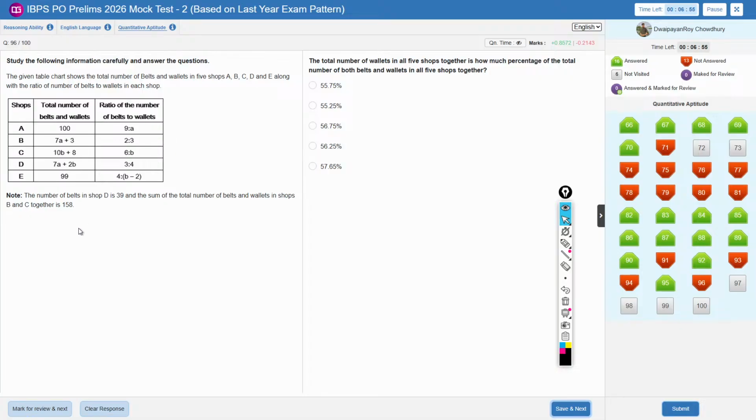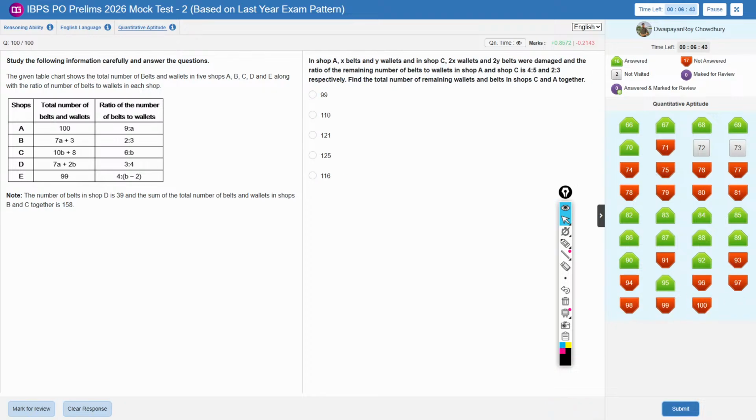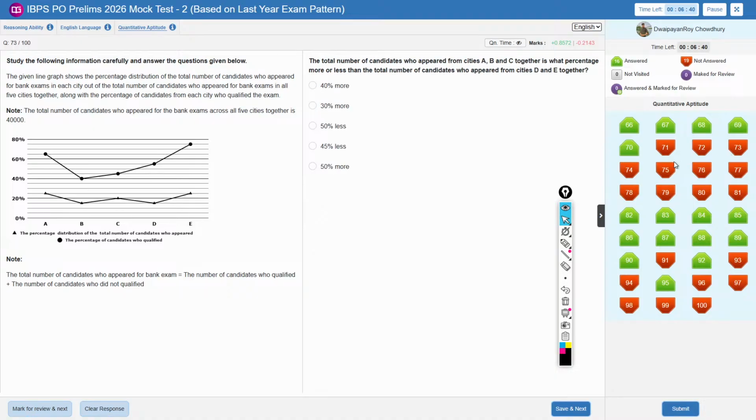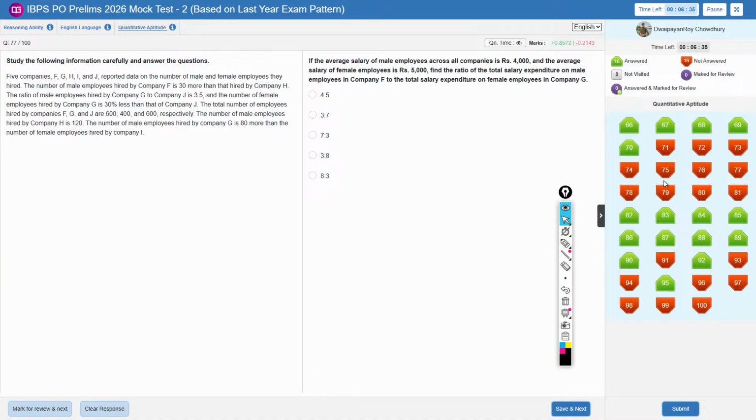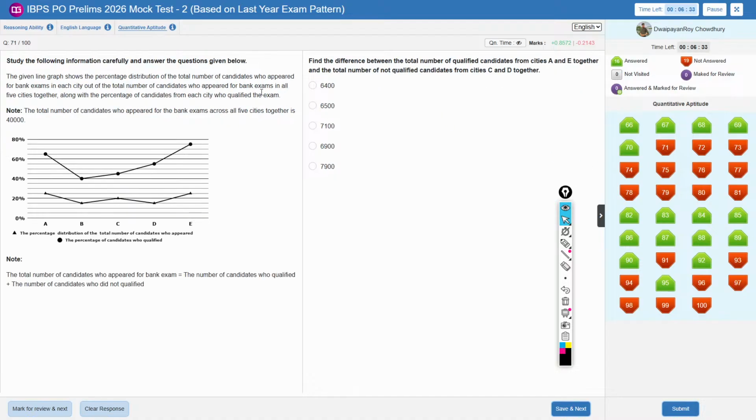Total number of bells, ratio of bells to wallet. Okay, I have to calculate for A and B. And then the questions are also quite big, so let me see. Okay, these are still considered to be a bit small questions. Percentage ratio and total number of candidates who appeared, and total number of candidates, percentage who qualified. Total number of candidates who appeared in the bank 5 category is this.